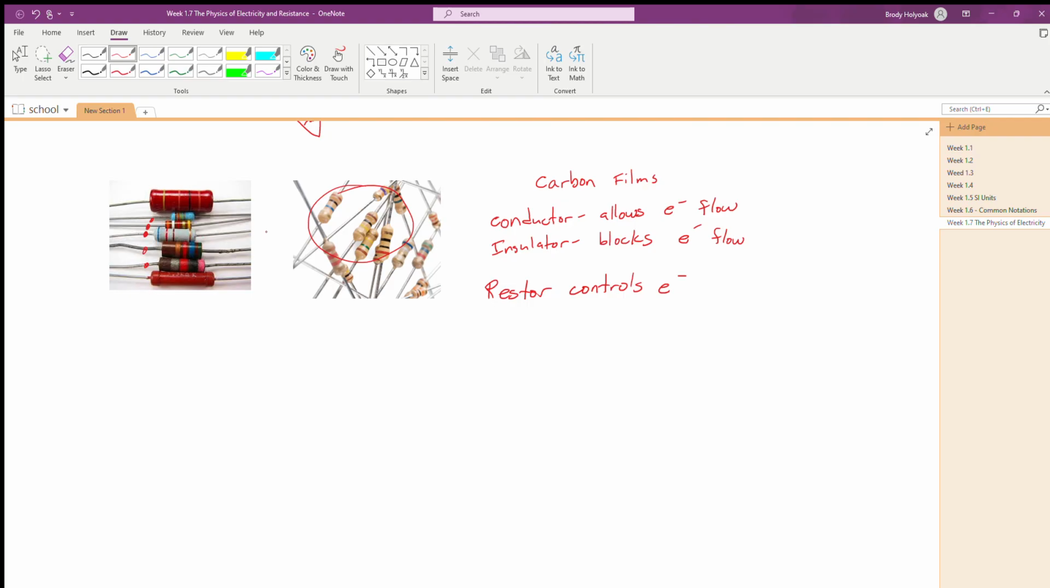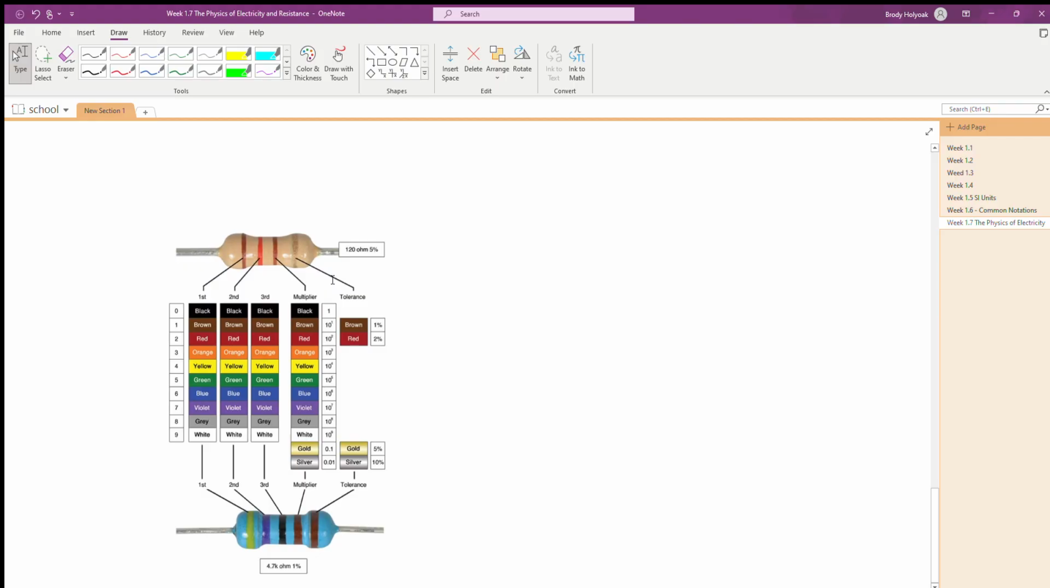So how do we determine what a resistor is? What is its value? How much is it going to restrict or block off electrons from flowing? As we talked about, this is what we call resistance. It's this numerical value of how much it opposes the flow of electrons. What we get is a section of colors, as you can see on these bands, to determine what their values are. So this is our color code for the resistors.